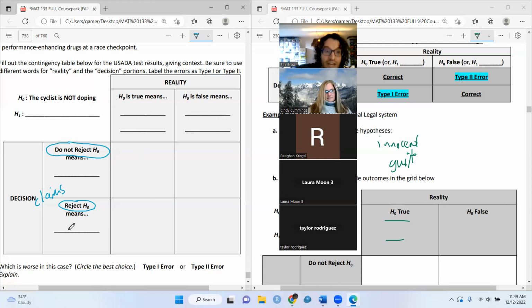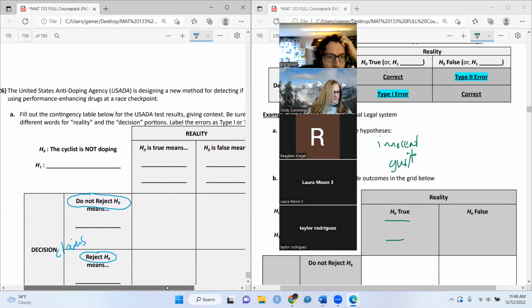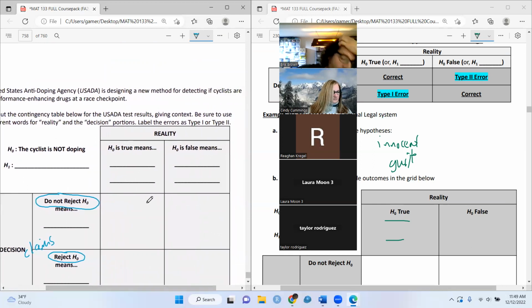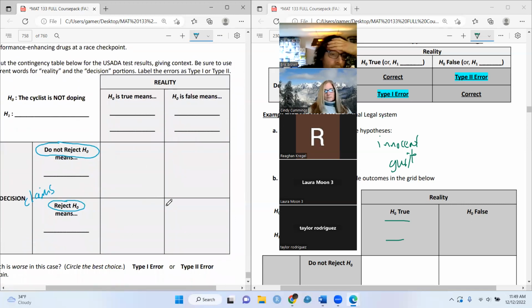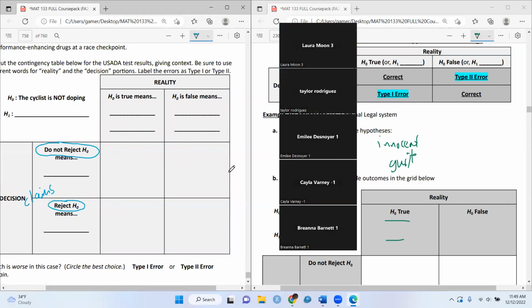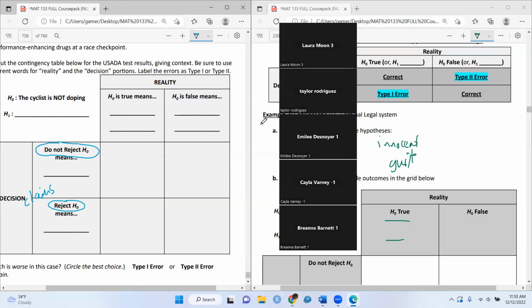Or when we make the claim that we're rejecting H0, we're saying that the cyclist is doping, so we do something to them. Maybe we test them. Well, this is a test. I didn't read the context. Oh, this is right, so this is like a medical test or blood test to see if they're using some sort of drug. Lance Armstrong famously was all tested up. I may or may not be helping. Maybe I'm just making it worse.